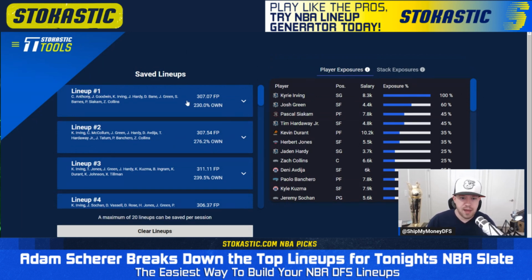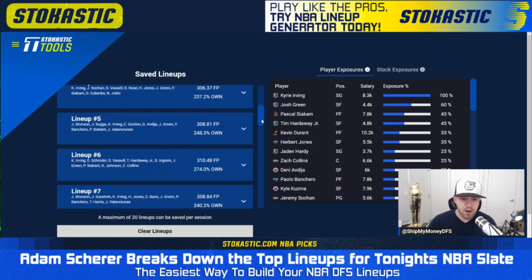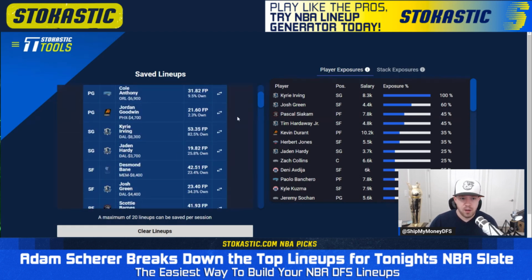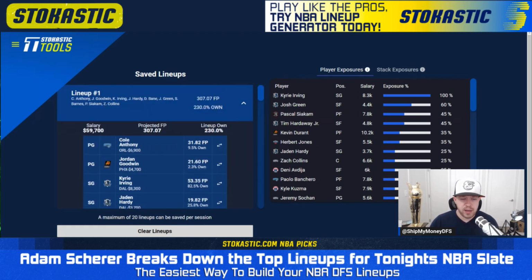And now this top lineup looks pretty interesting. 307 fantasy point projection, which is right around where we're getting on most of these lineups, but only 230% ownership. So it is a little bit lower owned. We are getting Cole Anthony, 6,900, 9.5% owned. Good matchup for him against the Wizards. Not the best price tag. And the ownership is going to be relatively low because you do have so many good guard value plays now.